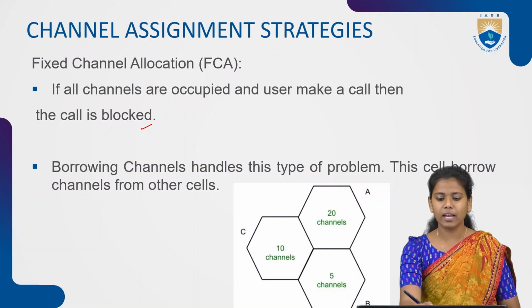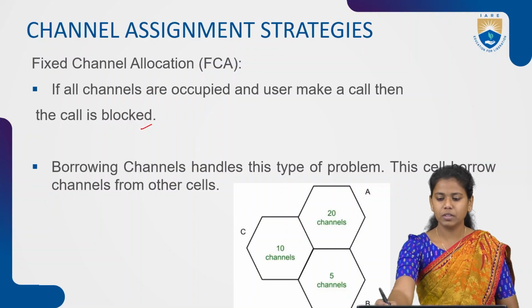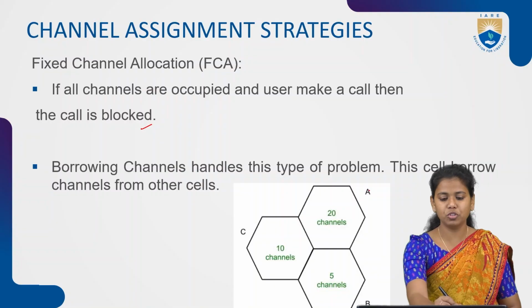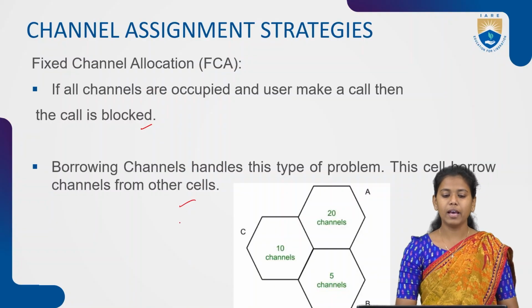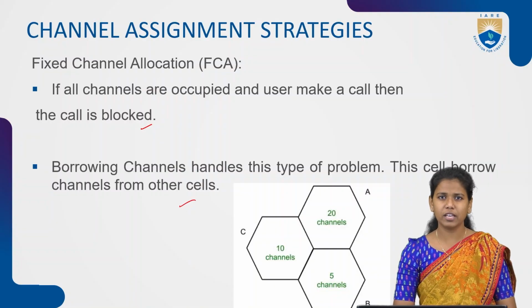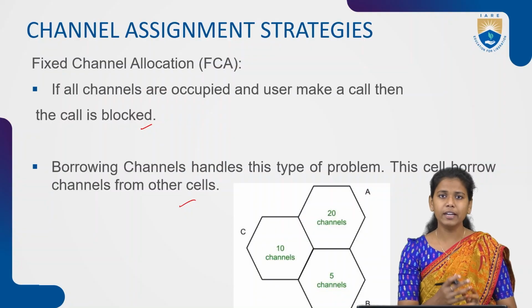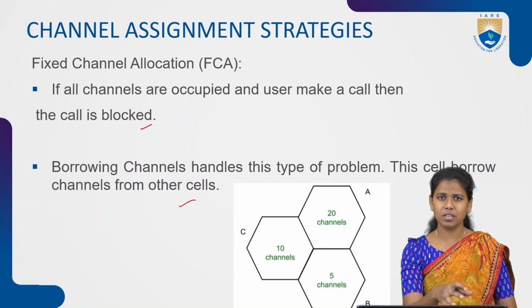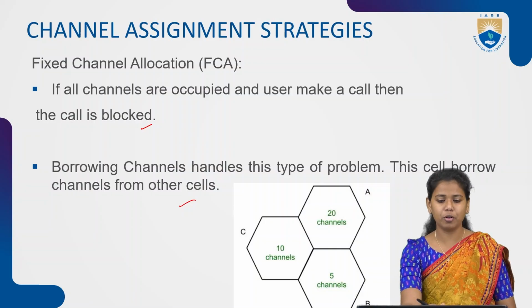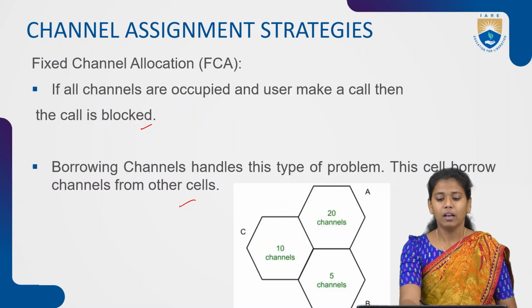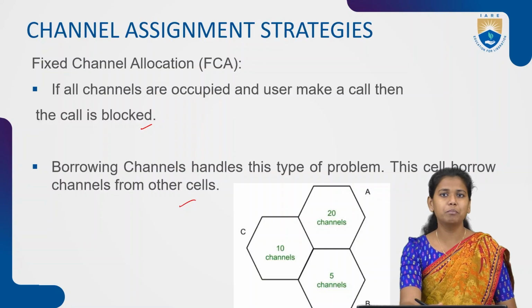And then borrowing channels handles this type of problem. This cell borrows channels from other cells. So borrowing channels means once a call is fixed to a particular channel, the next user cannot make a call, because it is already blocked. So once a cell is blocked, channels can be borrowed from another cell. That is nothing but the borrowing channel. This problem can be handled by the borrowing channel.